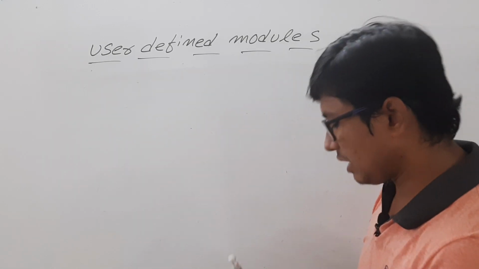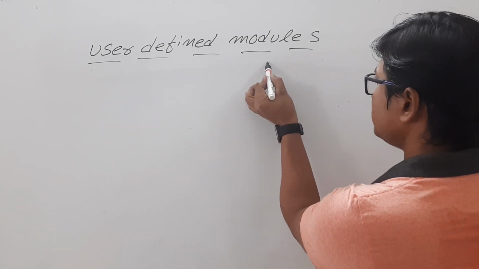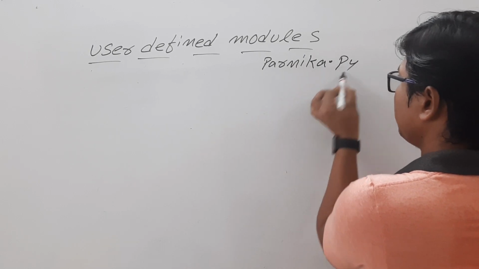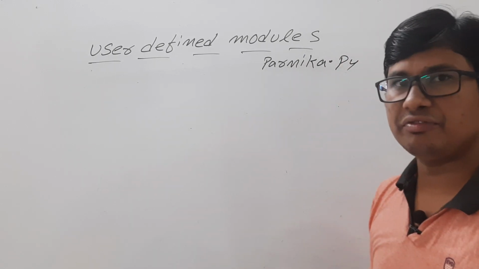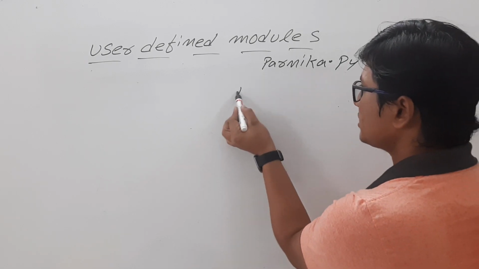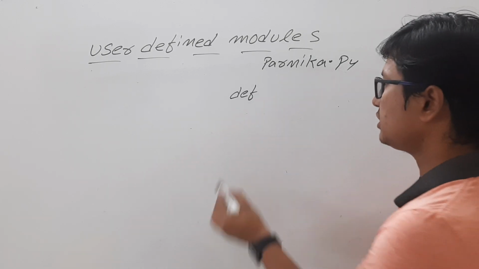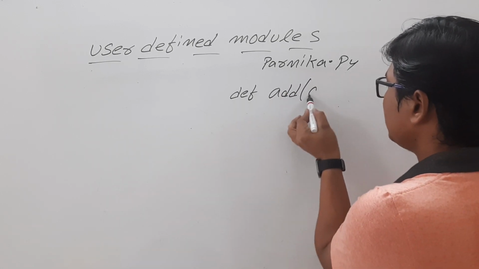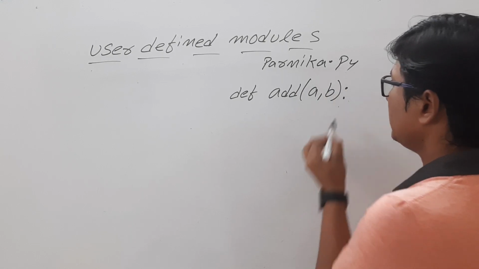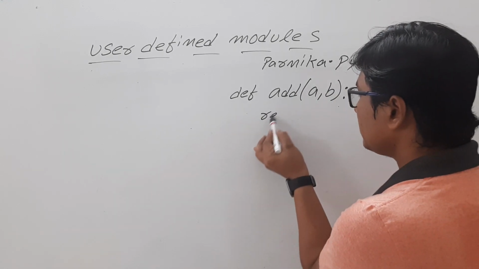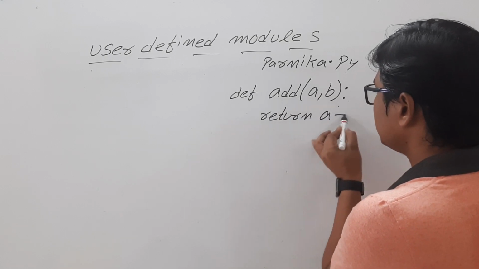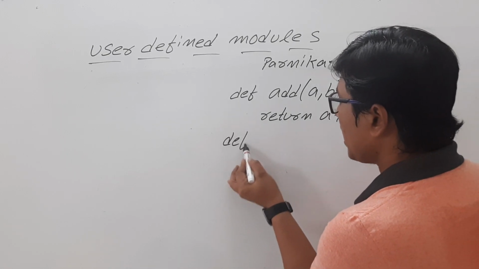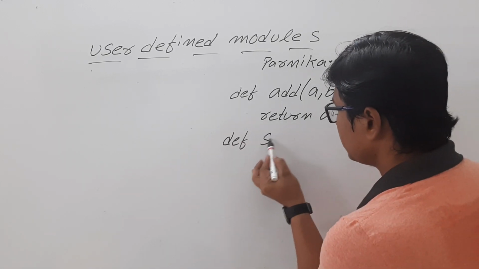Now look at what will happen. I will create a file, Parnika.py. In that file I want to define all the user-defined functions. Suppose I want to define a function called add. How will I write it? def add, and it will take two parameters a, b, and it will return a plus b. Is it clear? Similarly, I want to define another function called sub.